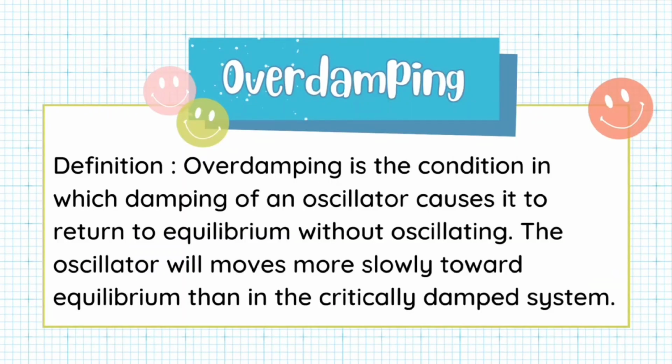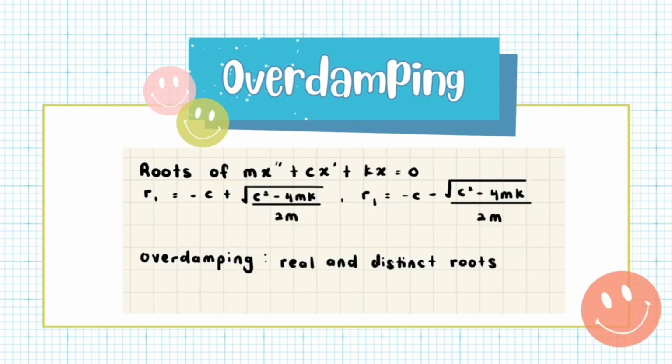The next motion from the second order differential equation is overdamping. So what is overdamping? From the definition, overdamping is the condition in which damping of an oscillator causes it to return to equilibrium without oscillating. The oscillator will move more slowly toward equilibrium than in the critically damped system. So, overdamping is another way to classify the motion of the spring.